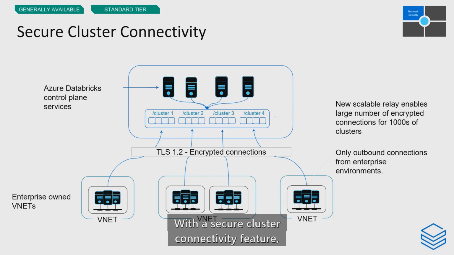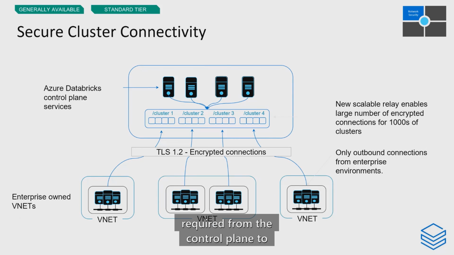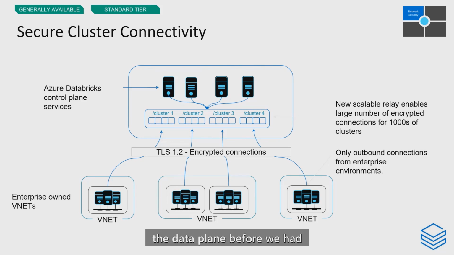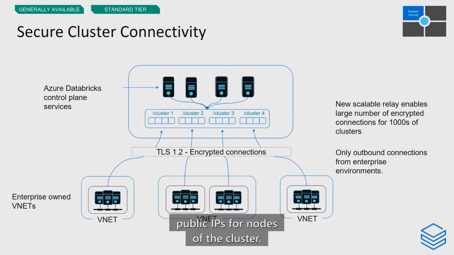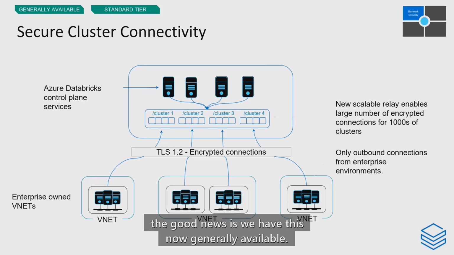With a secure cluster connectivity feature, Azure Databricks cluster nodes now do not have any public IPs, and there are no inbound rules required from the control plane to the data plane. Before, we had public IPs for nodes of the cluster, and we got a lot of customer feedback to support private IPs. And the good news is we have this now, generally available.